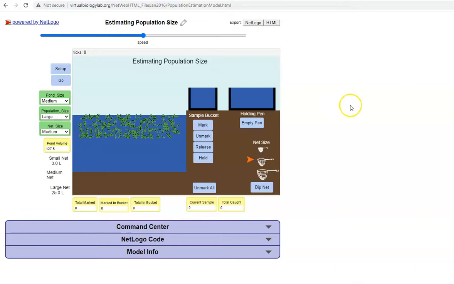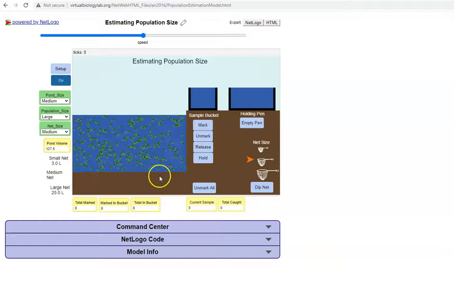So I'm going to show you how to do a trial. You're going to do it 3 times. Once I have all these set the way I want, I'm going to click go. And now my little creatures are swimming around in the water. I'm going to dip my net and it's going to put them in this sample bucket. We're not going to use the holding pen for this.